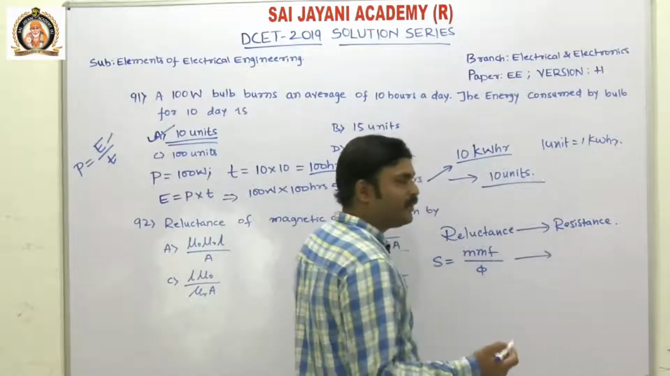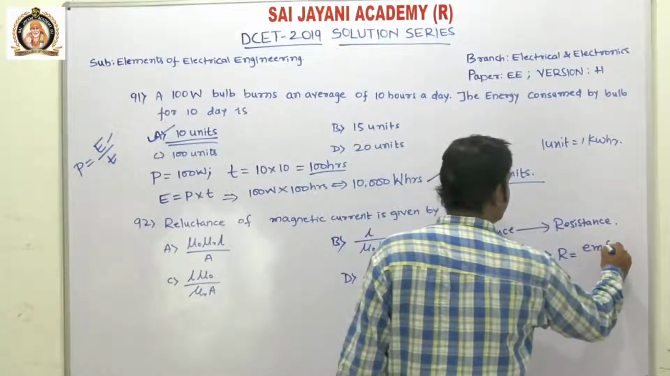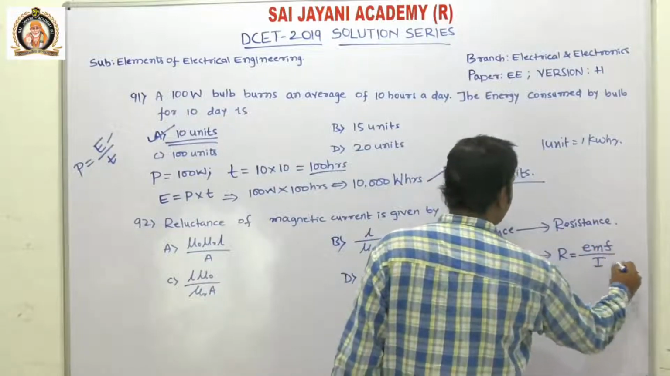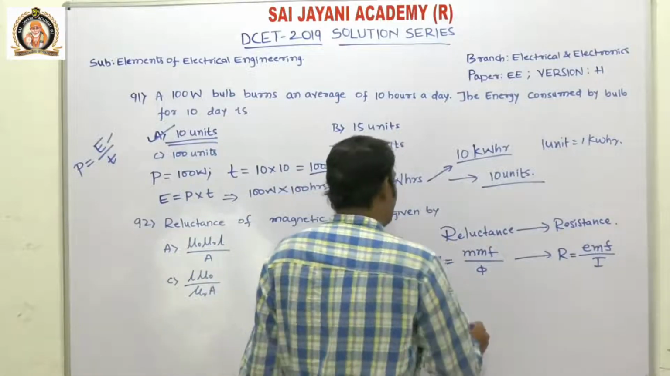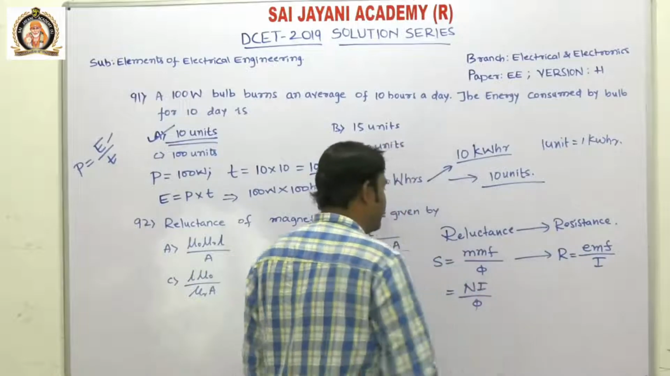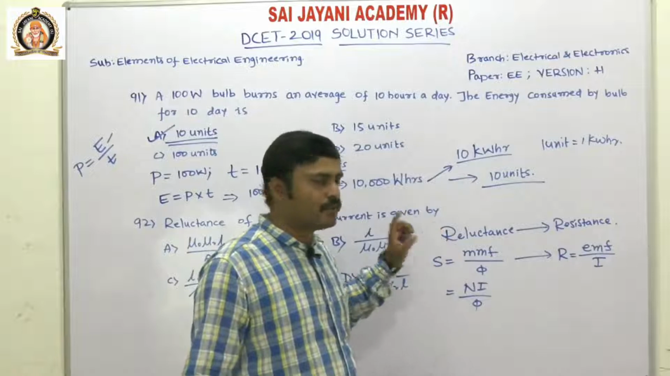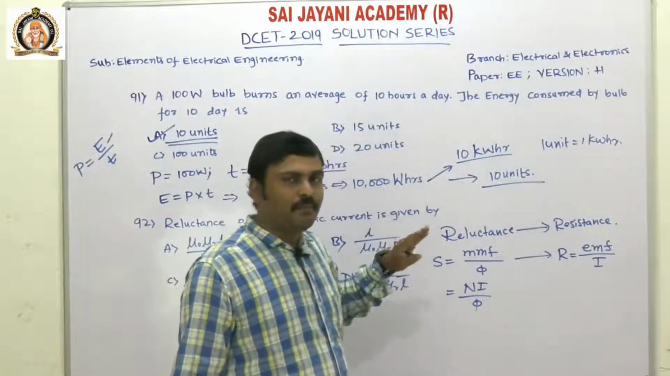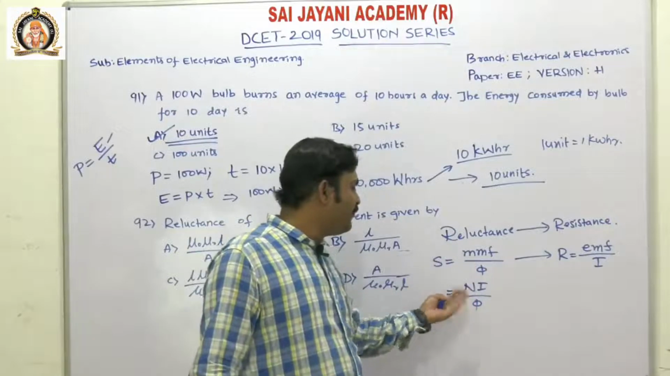Similarly, resistance can be given as R equals EMF or voltage divided by current. So this can also be given as Ni divided by phi. Ampere turn is the same, MMF is the same. Ampere turn is nothing but magnetomotive force, so I have written it as Ni by phi.